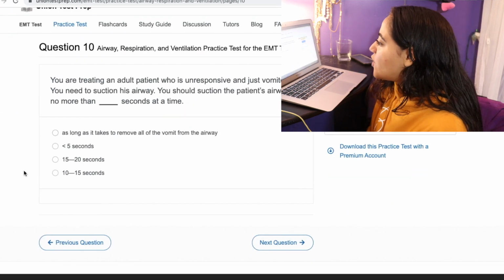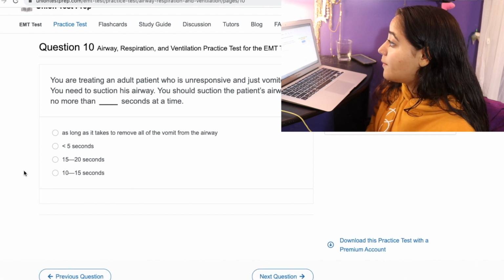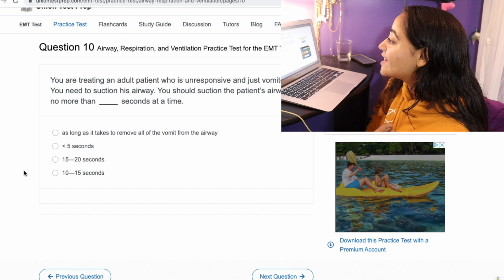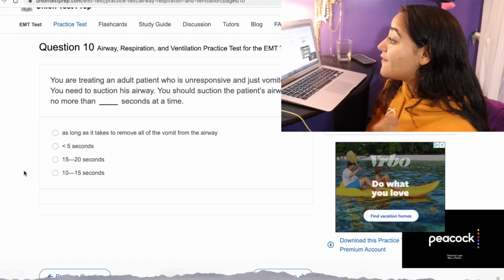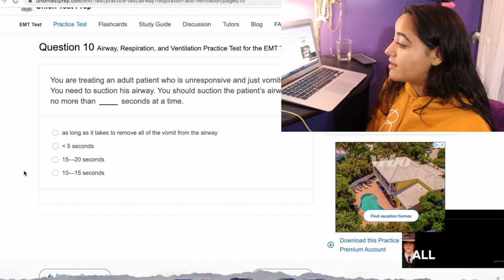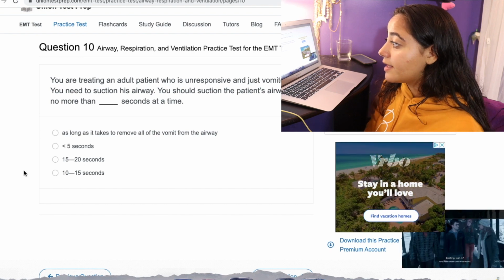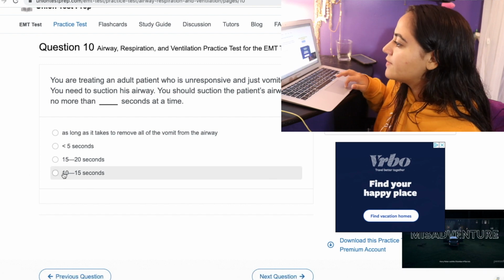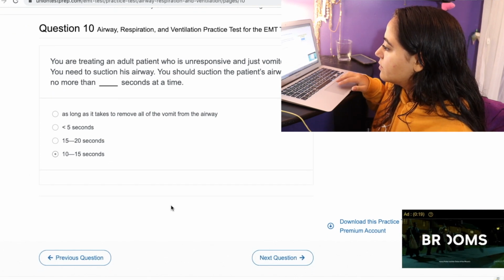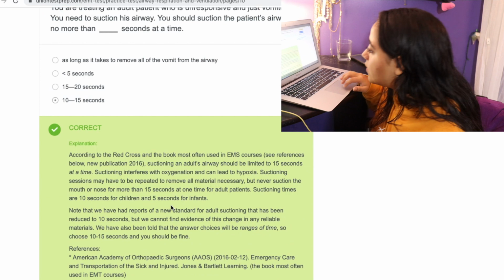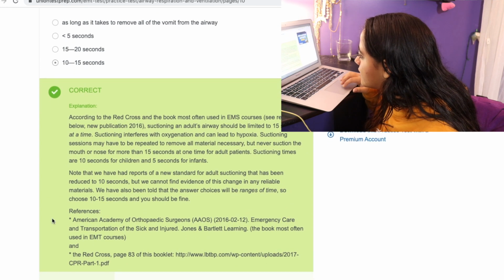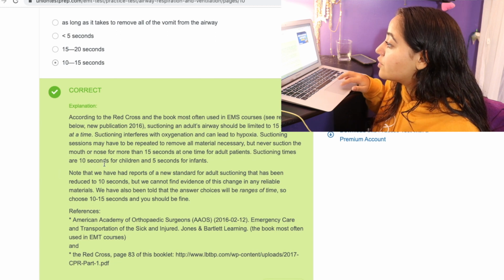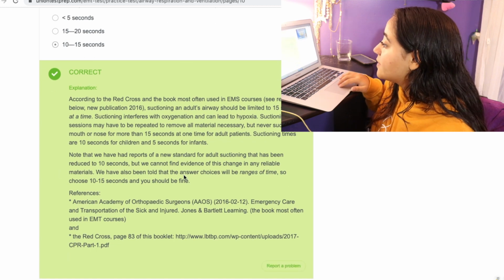You are treating an adult patient who is unresponsive and just vomited. Suction. Oh, you need to suction his airway. You should suction the patient's airway for no more than 15 seconds. I remember this. 10 to 15 seconds if it's an adult, and I think less than 10 seconds if it's a child. I'm gonna go 10 to 15. It is correct. Well, maybe it talks about the children here. Right here, suctioning times are 10 seconds for children and 5 seconds for infants.